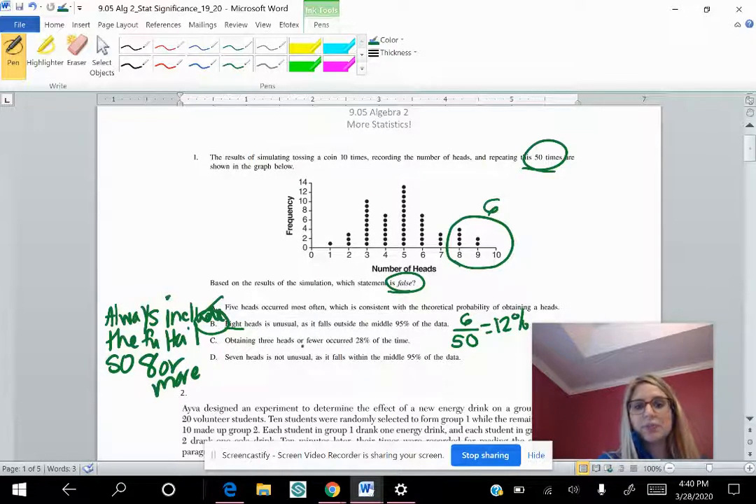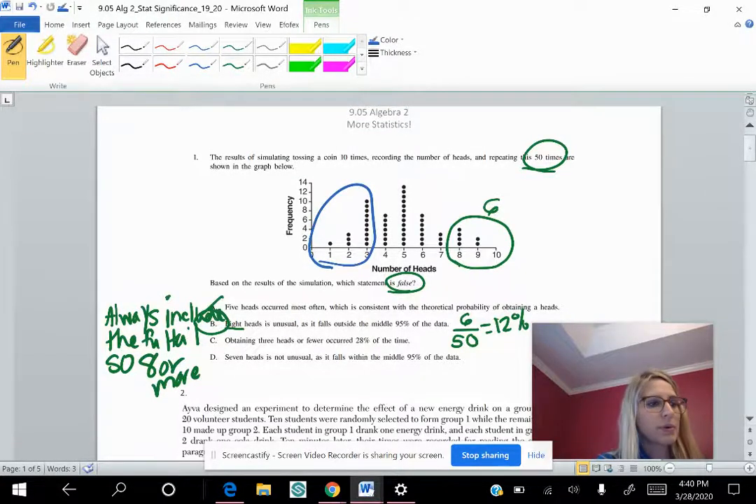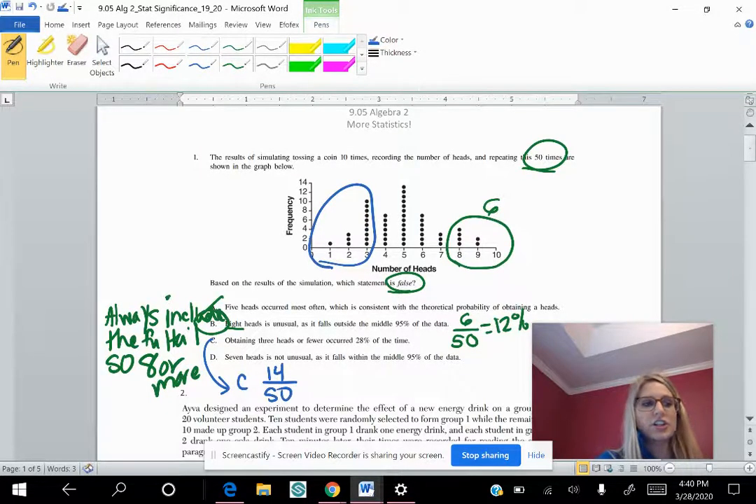C says obtaining 3 heads or fewer occurred 28% of the time. Let's find 3 or fewer, which is here. Count up our dots, so there's 14 dots there. For C, do 14 out of 50 and change that to a percent, and that'll give you 28%. Of course, you have to multiply by 100 in your calculator. So that's true.